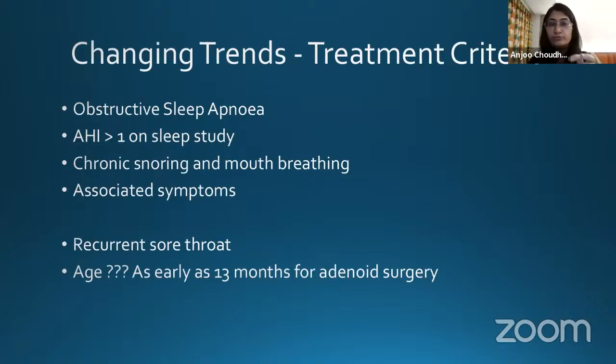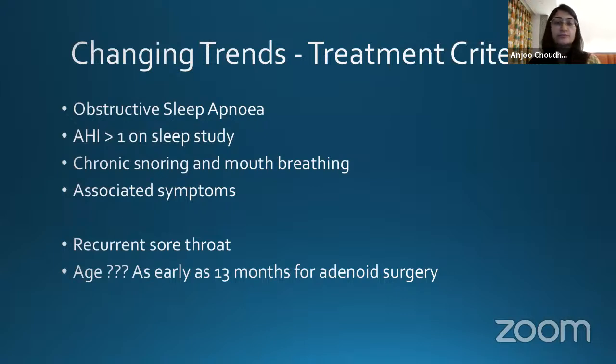Now, if I have to give you in a nutshell, what are the changing trends in treatment criteria? One would be obstructive sleep apnea. Any AHI, apnea hypopnea index, of 1 in a child is also significant. The child should not have even a single episode of apnea during the night. Any child presenting with AHI above 10 is a definite criterion for surgery. Chronic snorers, mouth breathers who have associated symptoms of otitis media, rhinosinusitis are all good candidates for adenoid tonsil surgeries. Recurrent sore throat has come down in our indications, but it still remains one of the important criteria.